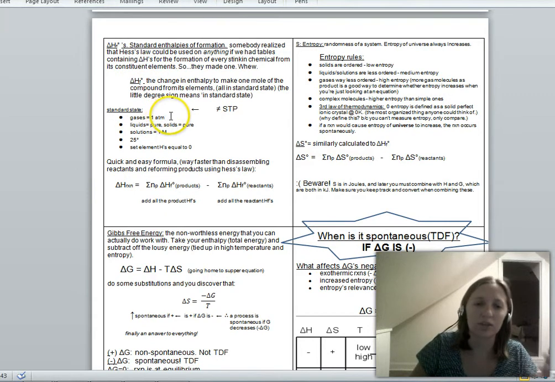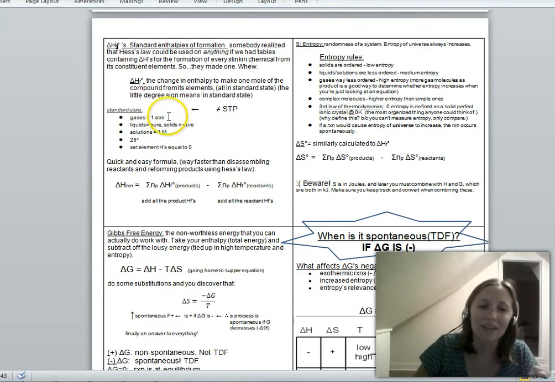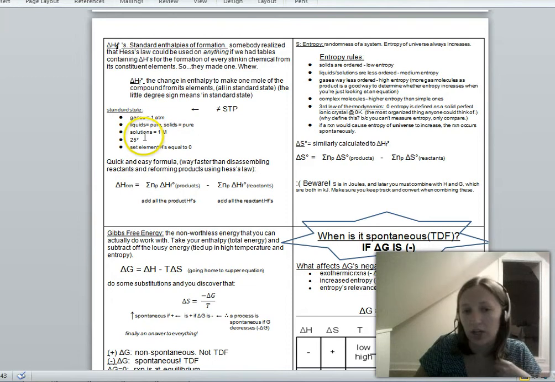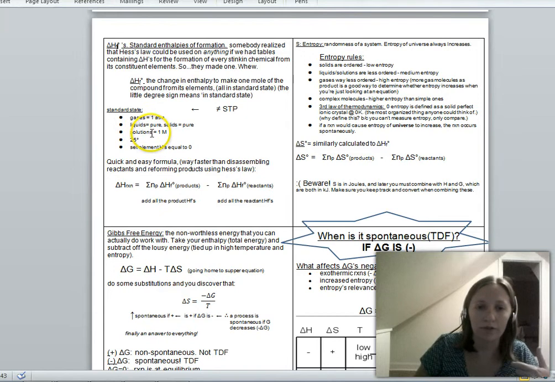The conditions for standard state are as follows. If it's a gas, the pressure of that gas is 1 atmosphere. If you're dealing with a liquid, it's a pure liquid. It doesn't have junk dissolved in it or anything. If you're dealing with a solid, it's a pure solid. If you're dealing with an aqueous solution, the concentration of the solution is 1 molar. And the temperature for all of these reactions is set to 25 degrees Celsius, which is room temperature. So those are the conditions for standard state that they made sure were the case when they were measuring the enthalpy changes for all of these formation reactions that you can use for Hess's law stuff.